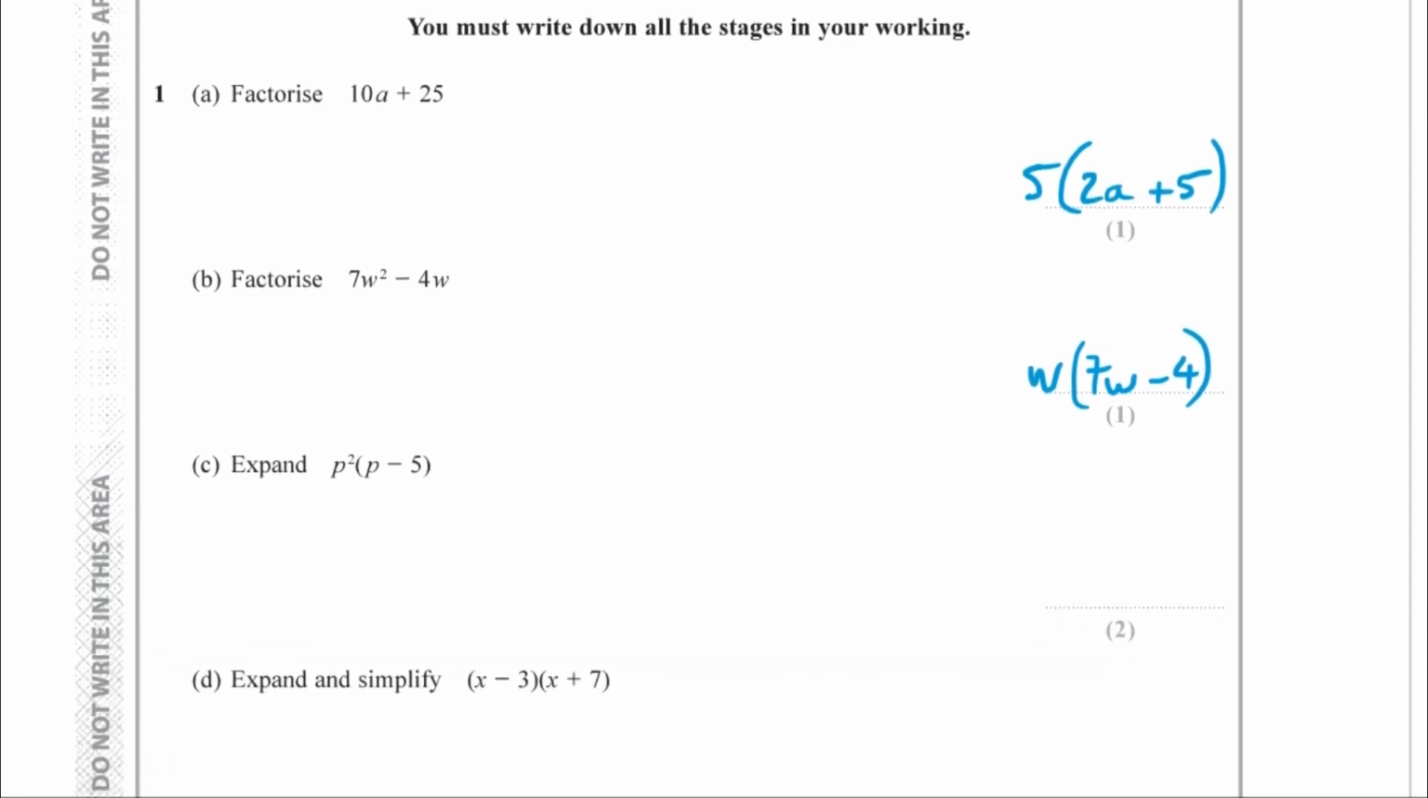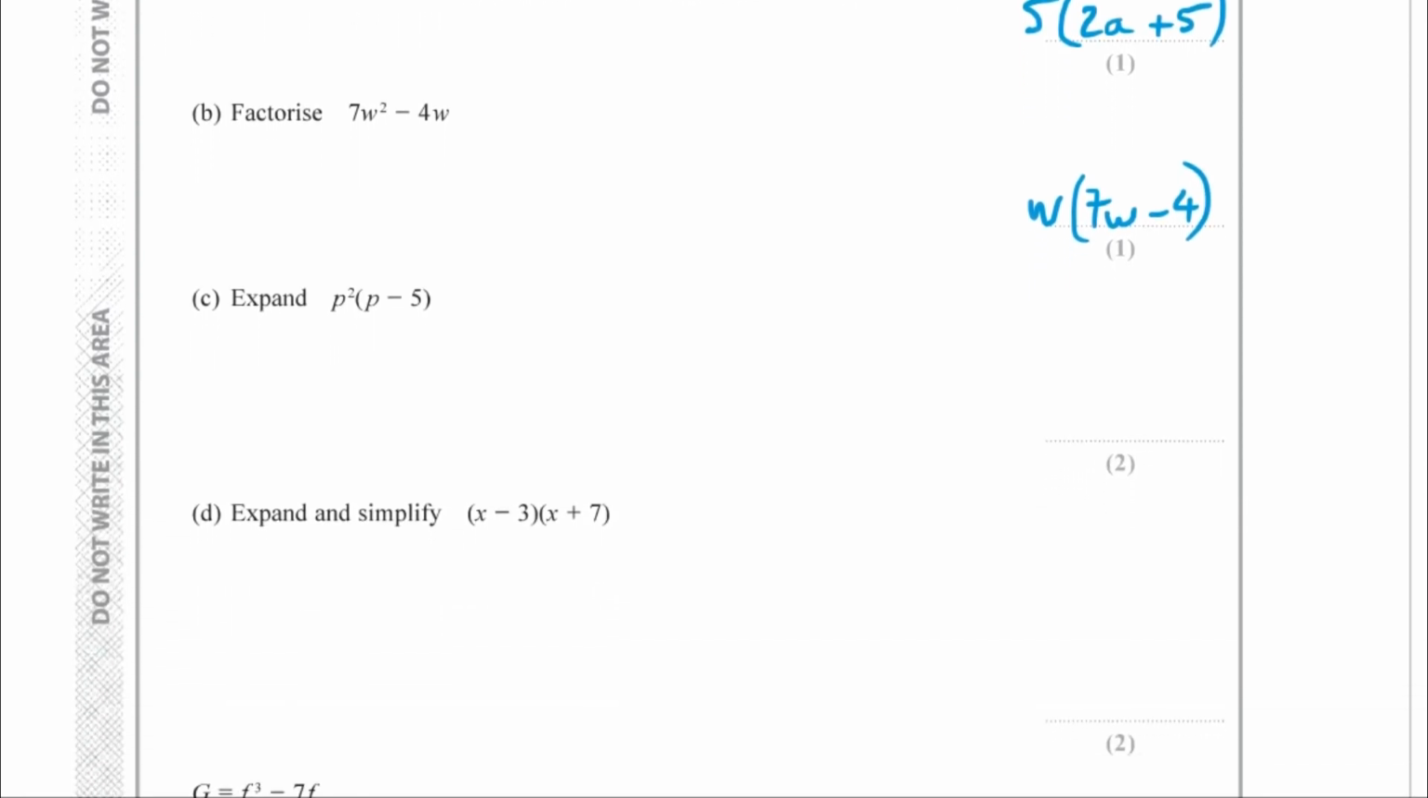And for this question here, expand p squared times p minus 5. P squared times p is going to be p to the power 3 and minus 5p to the power 2.